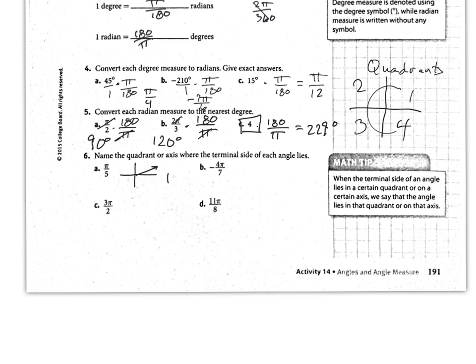Negative 4 pi over 7. Well, the best way to do this is to switch your whole unit circle to your denominator. So what I mean by that is that this would be 7 pi over 7, because that's the same thing as 1.